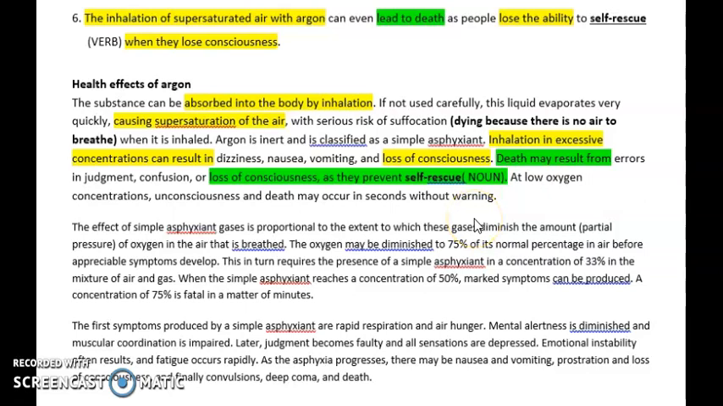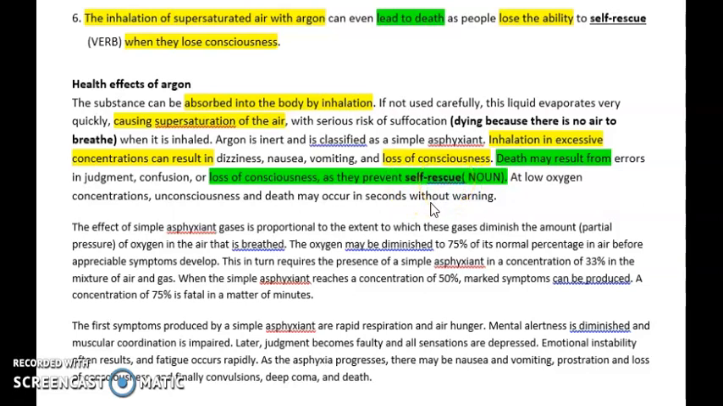So if you don't have the consciousness in place, you don't know what to do and you don't know how to rescue yourself. Okay, self-rescue means rescue yourself. So it makes it difficult for you to find a way to rescue yourself when you don't have consciousness. So people inhale argon and then they might lose their consciousness, and finally they might lose the ability to self-rescue and then die. Okay, here, as they prevent self-rescue, self-rescue here is used as a noun.